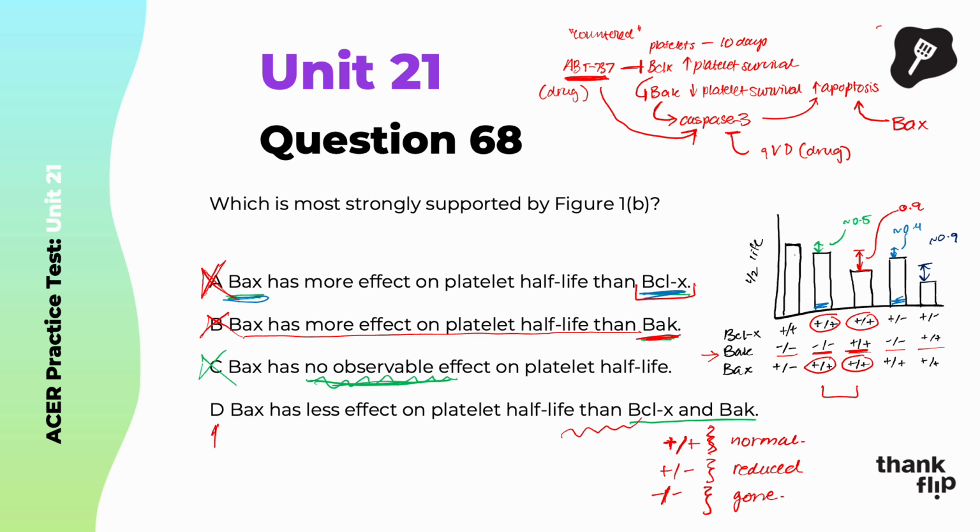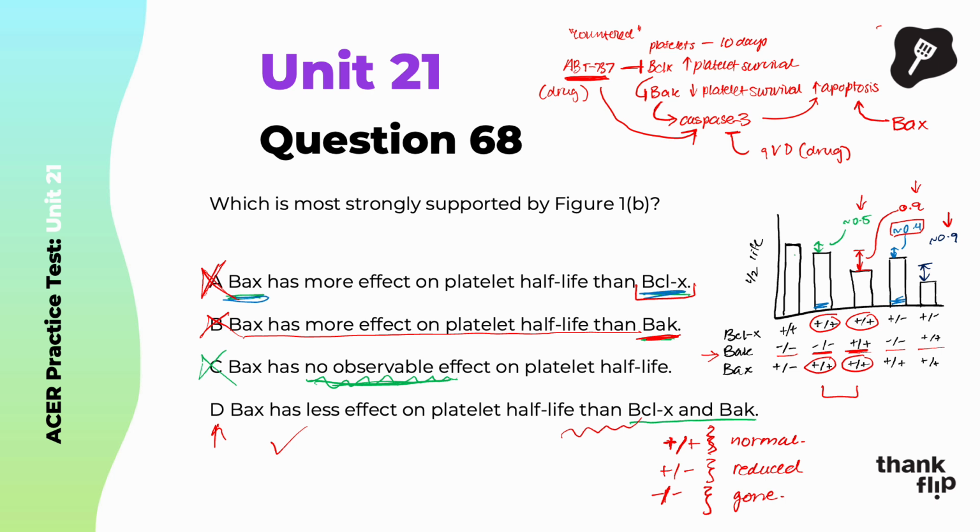So that leaves us with D. And D is telling us that BAX has less effect on platelet half-life than both BCLX and BAK. So if you're looking at 0.5 compared to the 0.9s, then yes, BAX does have less effect on platelet half-life than BCLX and BAK. But then we have this 0.4 here. We kind of have to figure out what's going on there.